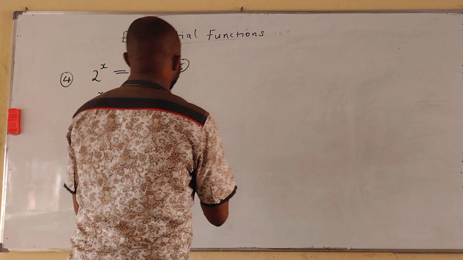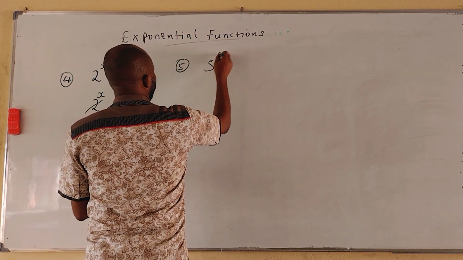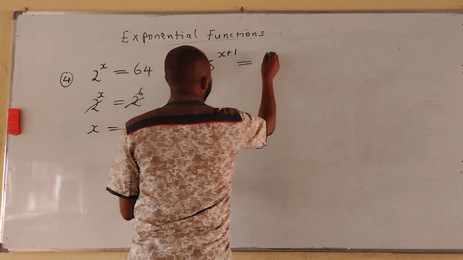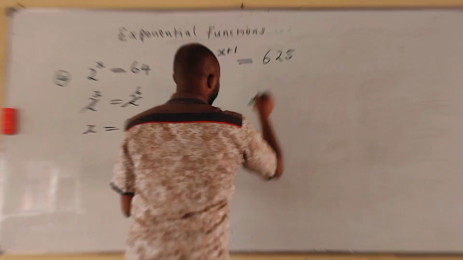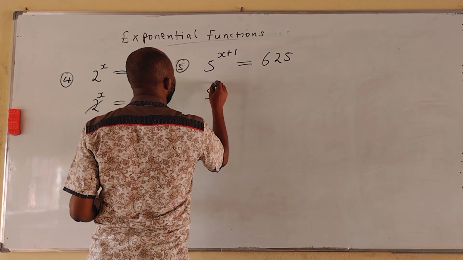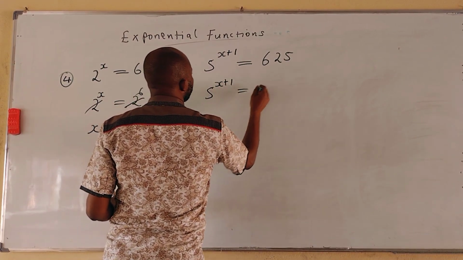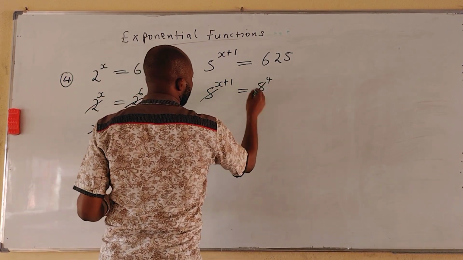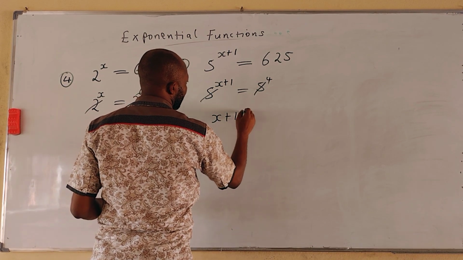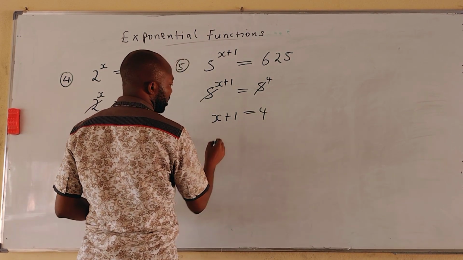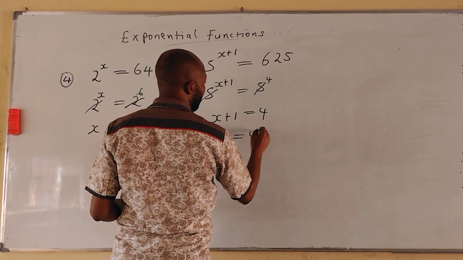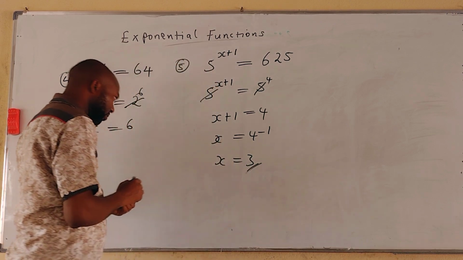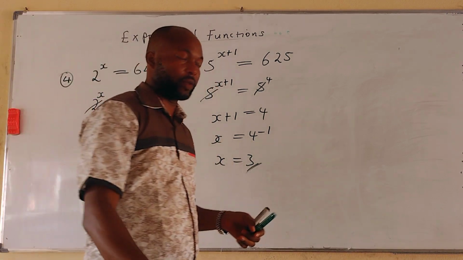Question 5. 5 raised to the power x plus 1 equals 625. So I have 5 raised to the power x plus 1 equals 5 raised to the power of 4. This will cancel this. I have x plus 1 equals 4. Collection of like terms, x equals 4 minus 1, x equals 3. That's my fifth question.